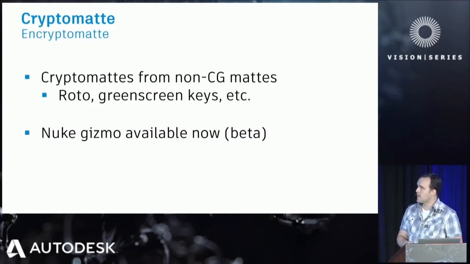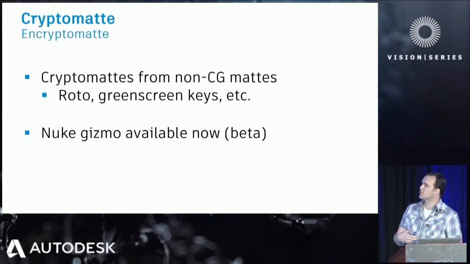So now I'm going to talk a little bit about a new tool that we've released called Cryptomatte. One of the common questions we were getting when we released it is, that's great for people who are rendering things, but I'm compositing. Is there some way that we can use this for compositing mattes? So that's where Cryptomatte comes into play.